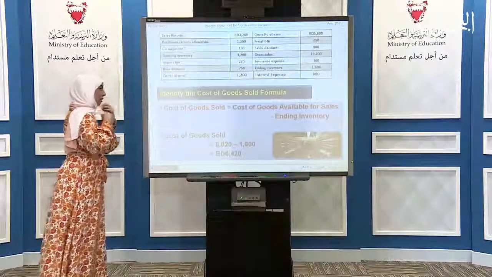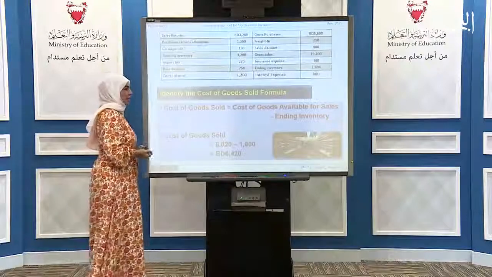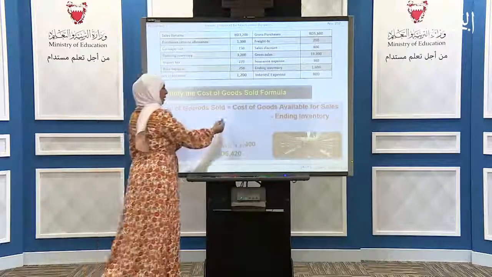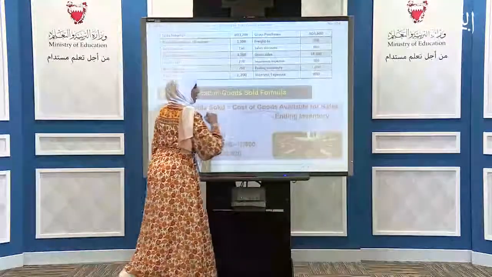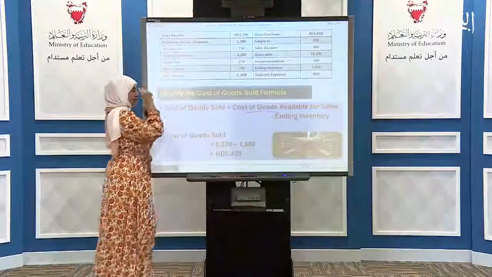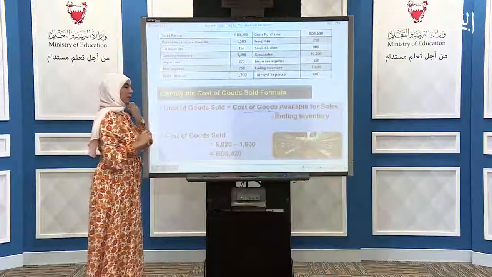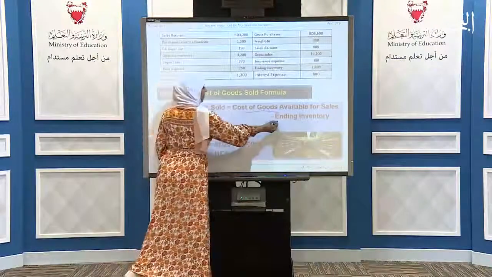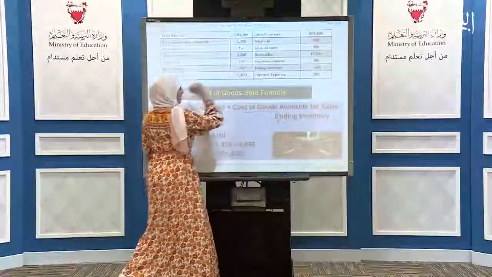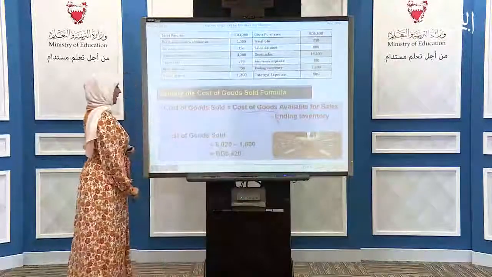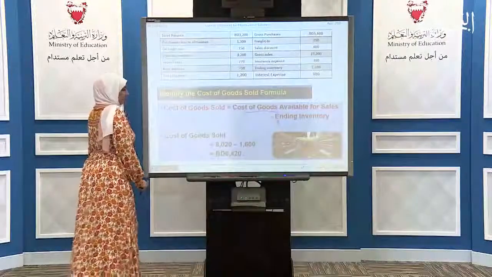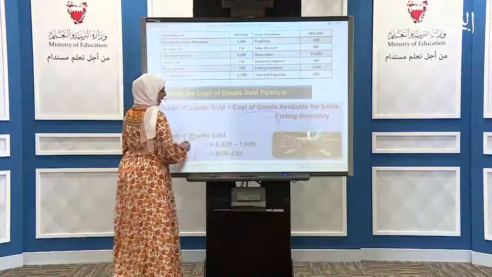How can I find the cost of goods sold, my dear student? I can find it by using the cost of goods available for sale, the figure that I found in the previous slide, and I will subtract the ending inventory from it, and the ending inventory I can find in the data of Abdullah Company. Let us apply it on our formula.